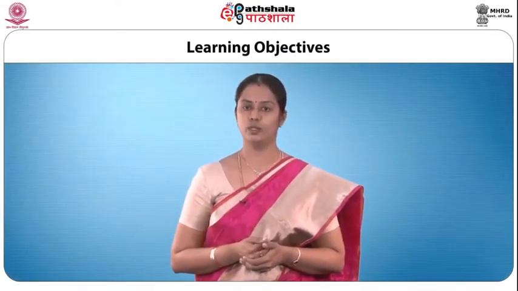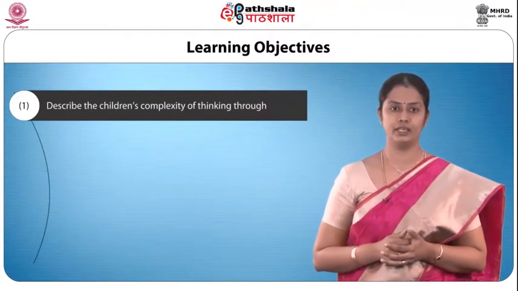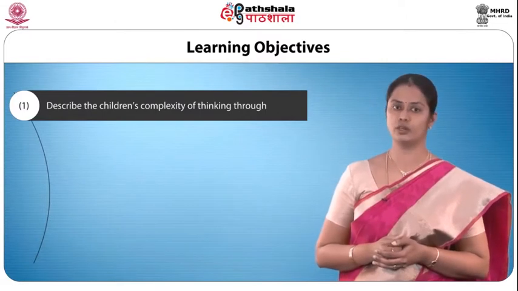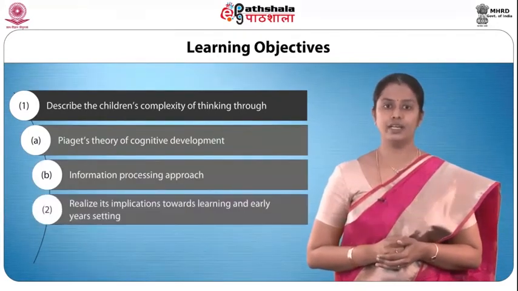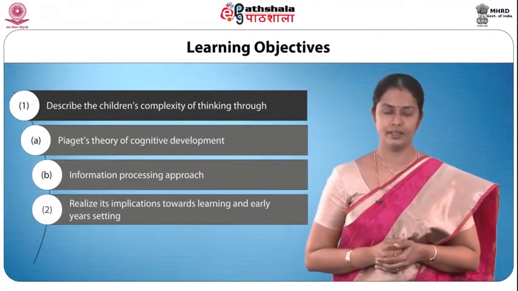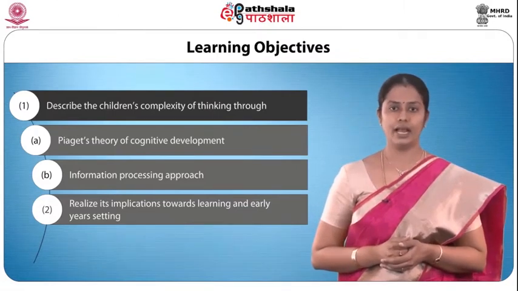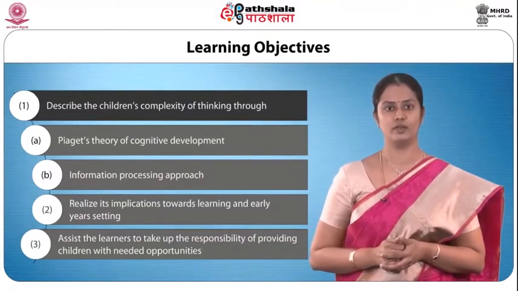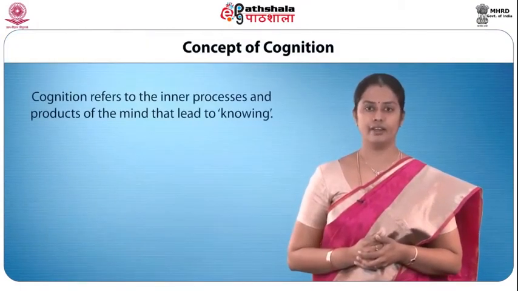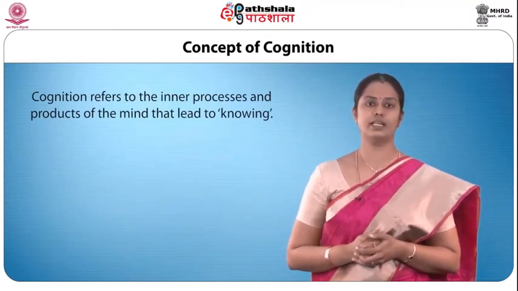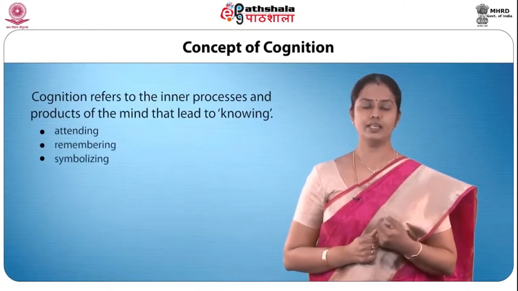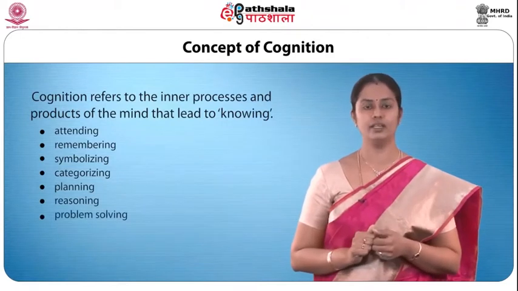At the end of this lesson, you will be able to describe the children's complexity of thinking during their early years as proposed by two major cognitive theories, namely Piaget's cognitive theory and information processing approach, and realize the implication of these cognitive approaches towards learning and earlier setting in such a way that it could assist the learners to take up the responsibility of providing children with needed opportunities. But before getting into the cognitive approaches, it is imperative to understand what cognition is. Cognition refers to the inner processes and products of the mind that lead to knowing. It includes all mental activity such as attending, remembering, symbolizing, categorizing, planning, reasoning, problem solving, creating, and fantasizing.